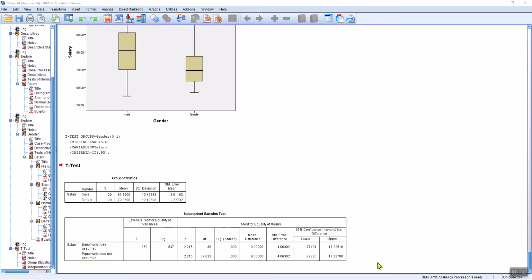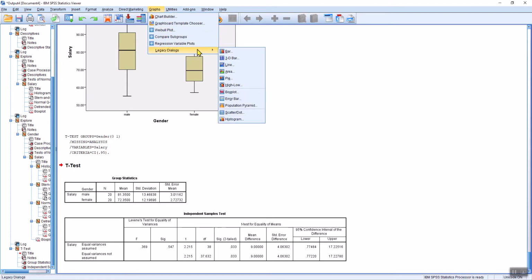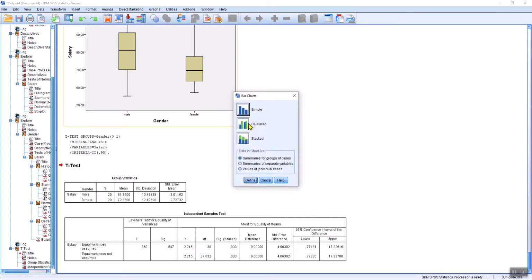It might be useful to graph it out, to graph this significant difference in a bar graph. That makes it a lot easier to see. So if we go to graphs, I'll show you how to make a bar graph of this difference, the mean difference here of $9,000. We'll be able to see that if we build a bar graph. So I go to legacy dialogs. They're just easier to use than the newer dialogs for making charts and graphs. Legacy dialogs, bar, and it's a simple bar chart.